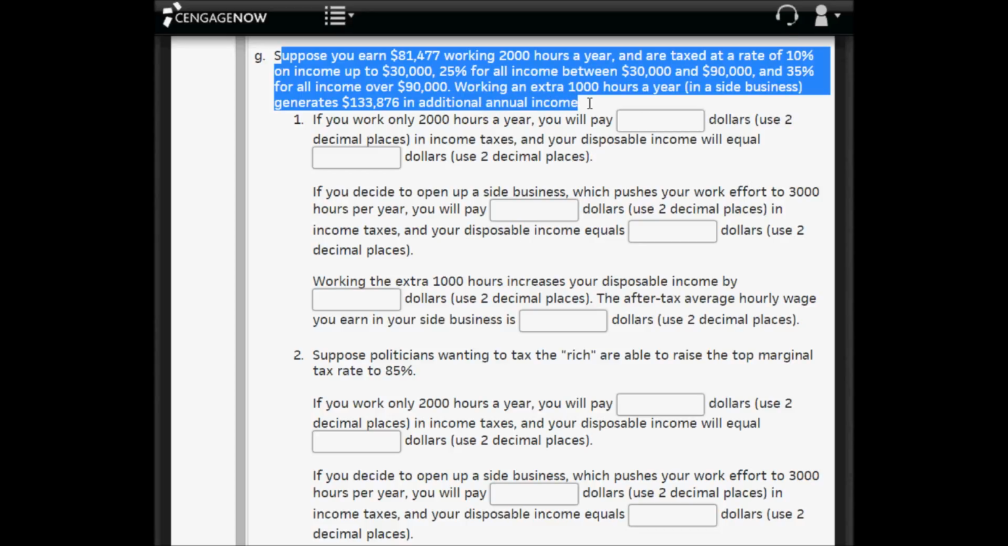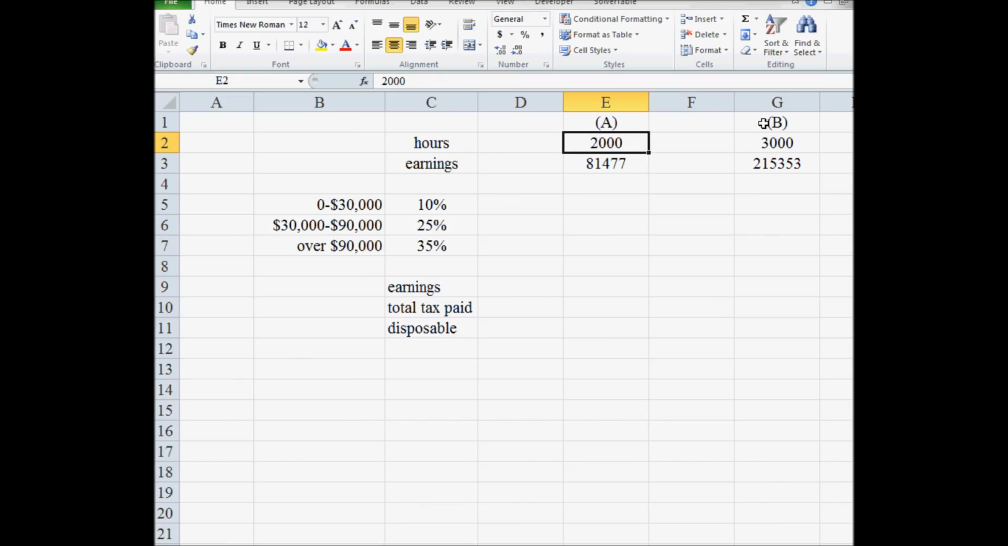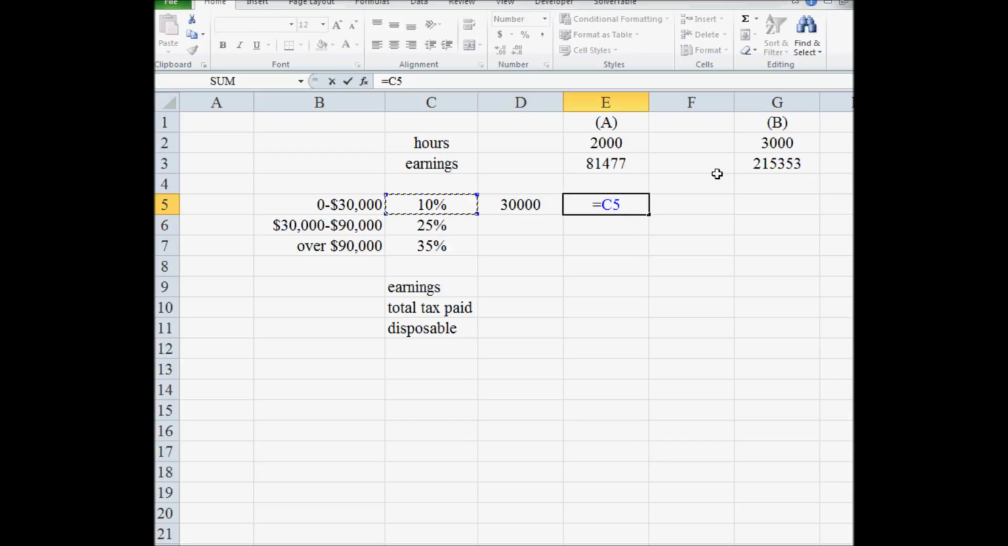I've already copied all these numbers into Excel. If you work 2,000 hours, you earn $81,477, and these are the tax rates that you pay. You pay 10% for your first 30,000 earned, 25% for all income earned between 30 and 90, and then 35% for all income earned over 90,000. So in scenario A, on your first $30,000 earned, you pay $3,000 in income tax.